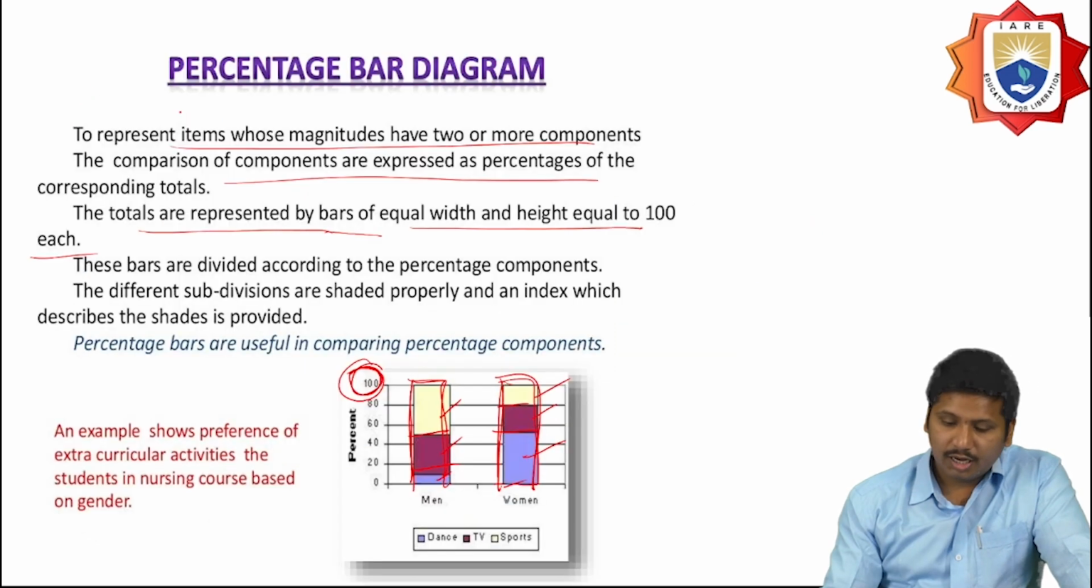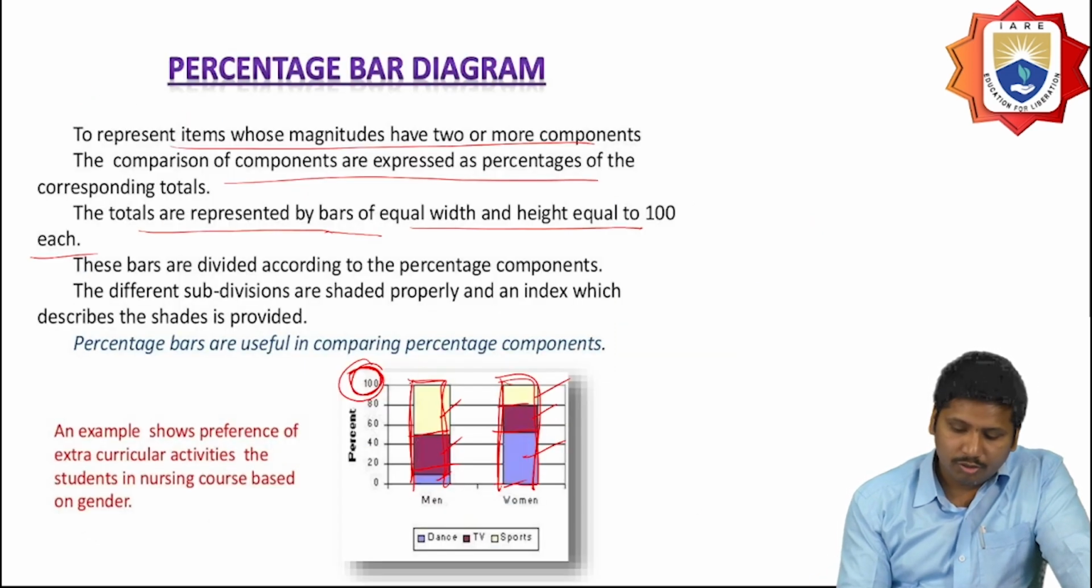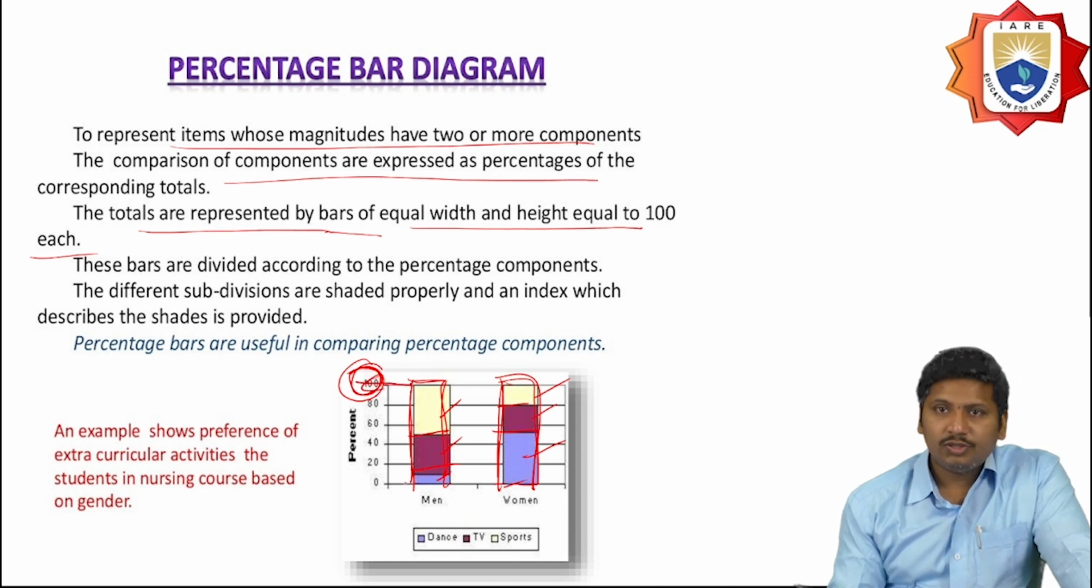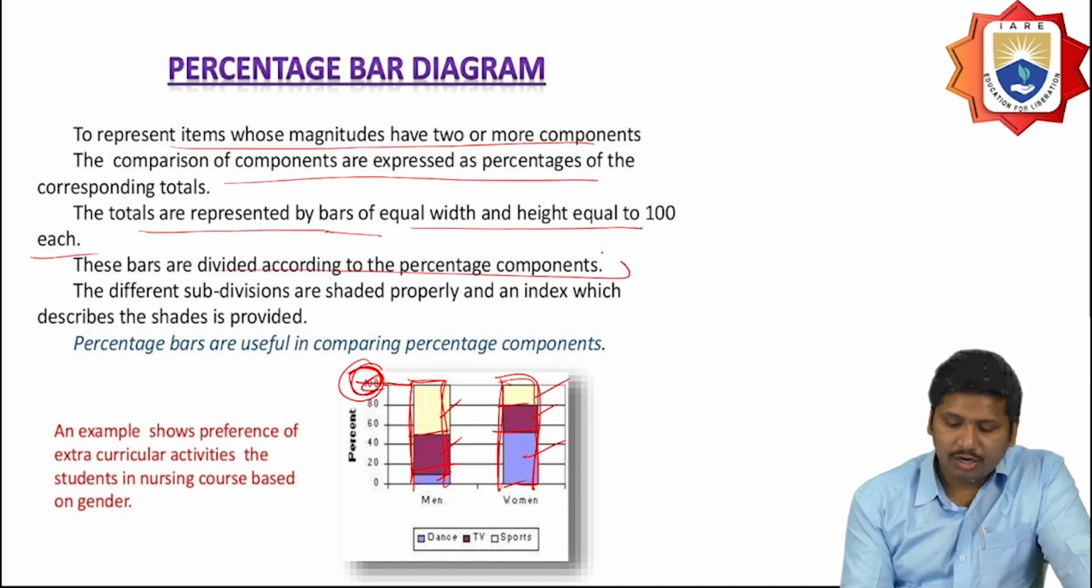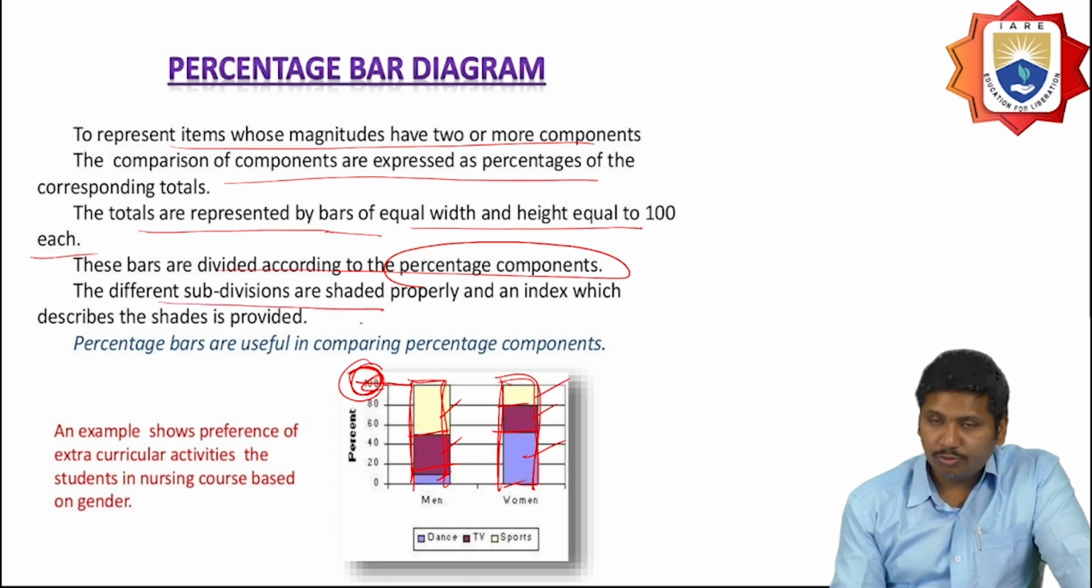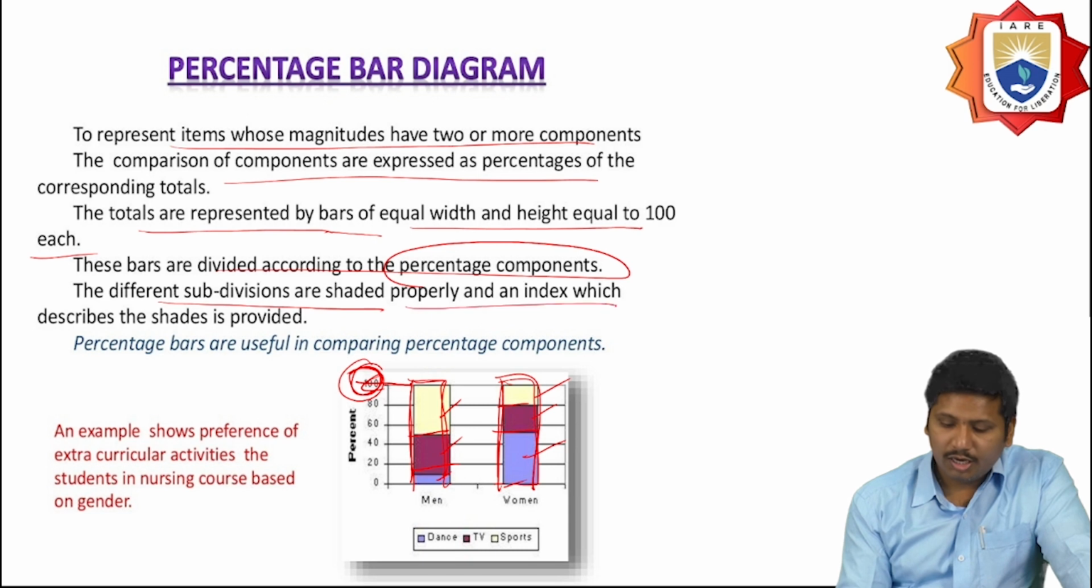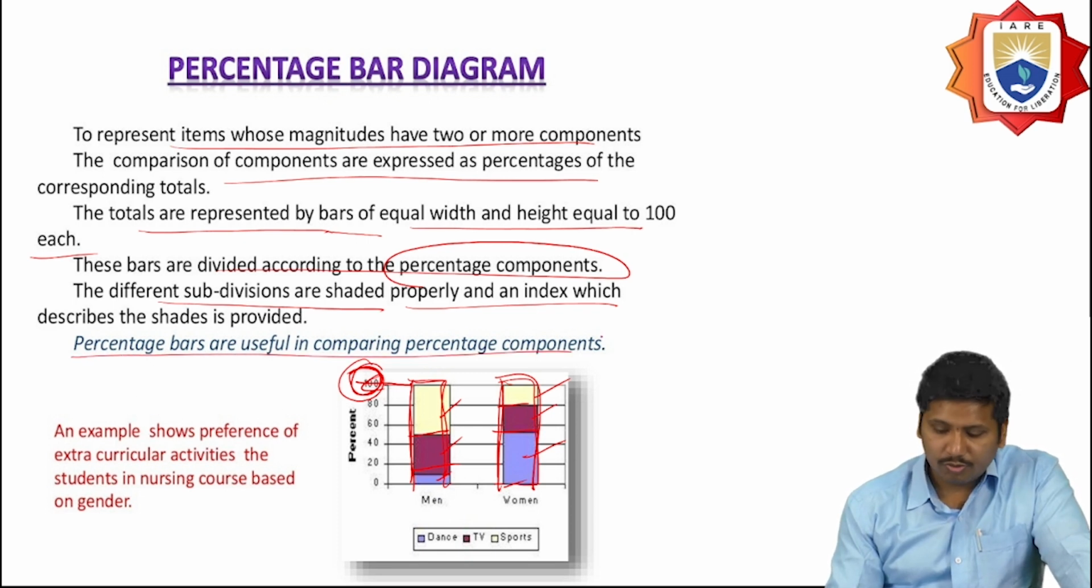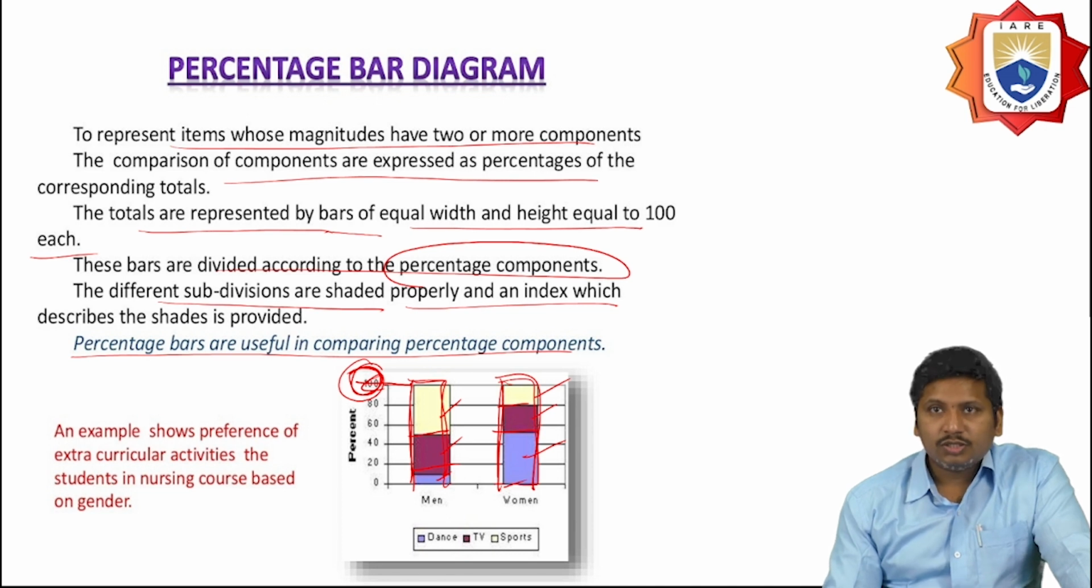Unlike the previous diagram, here the bar should compulsorily match the value 100, and that is going to be divided into three different sections based on the application. So the bars are divided according to percentage components and the different subdivisions they share. That should be properly indexed and properly shaded in order to avoid ambiguity. So percentage bars are useful mainly in comparing percentage components, right? That is the example of the percentage bar diagram.